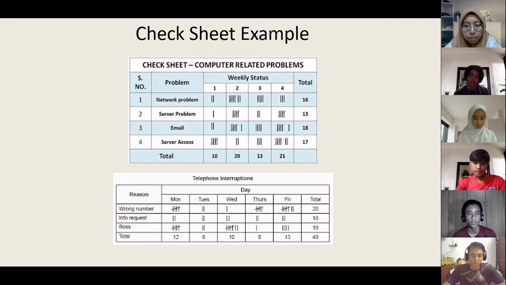So this is an example of check sheet. You can see that the tally marks represent data collected in a specific period. That's all for me. Thank you.